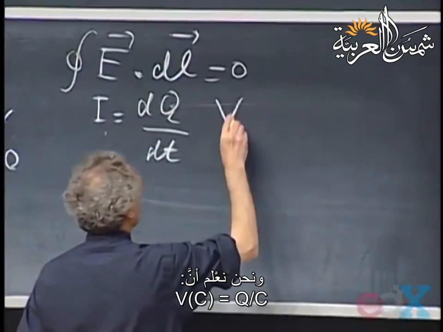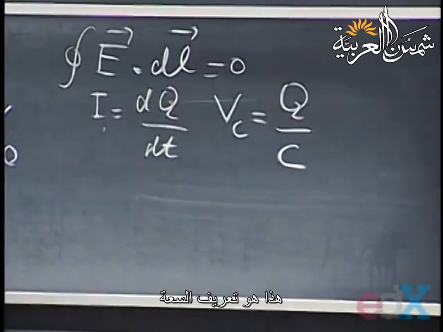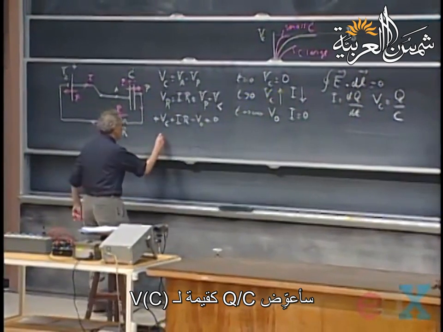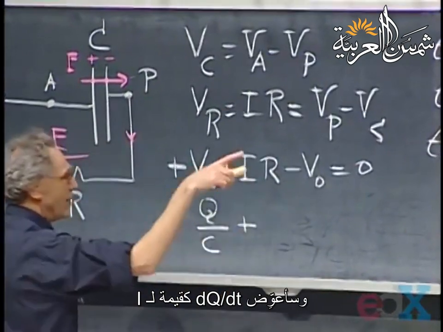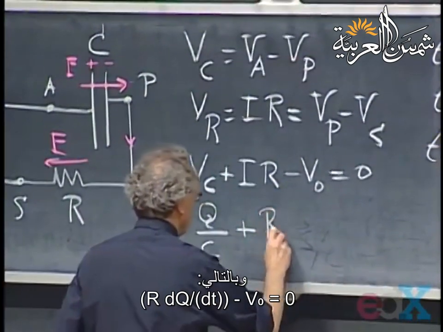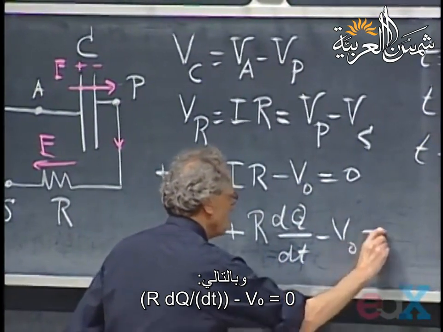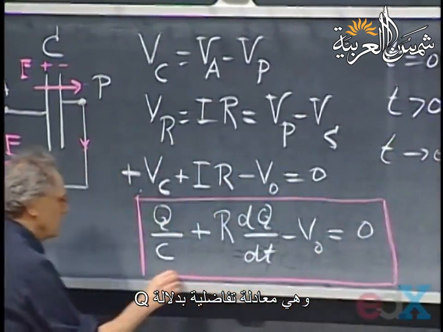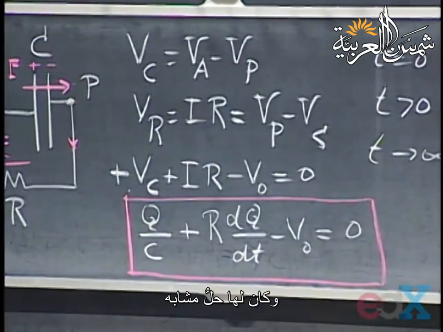And in addition, I know that V of C is Q divided by C. That's the definition of capacitance. And so I can write down for this V of C, Q divided by C, and for I, I can write down dQ/dt, so I get R times dQ/dt minus V0 equals 0. And this is a differential equation in Q. We've seen an identical differential equation. It was not in Q, it was in I, but it had, of course, a completely similar solution.